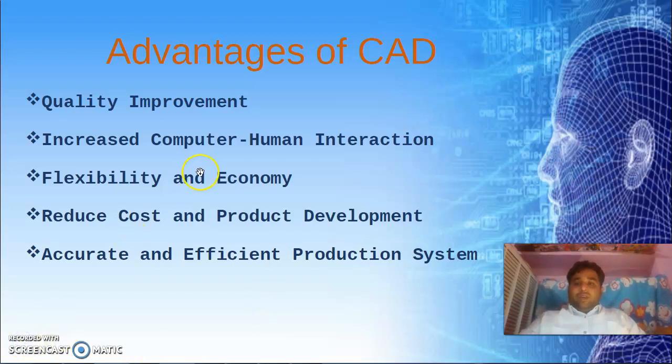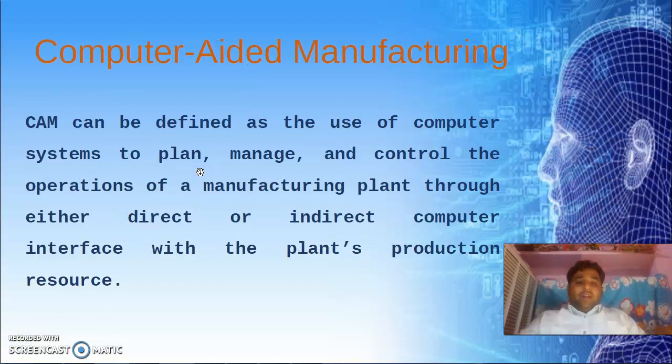Now come to the next point, that is computer aided manufacturing. See, the first thing that evolved in the field of CAD/CAM and automation is computer aided design. Then later it was found that whatever you are designing needs to be integrated with the manufacturing system.